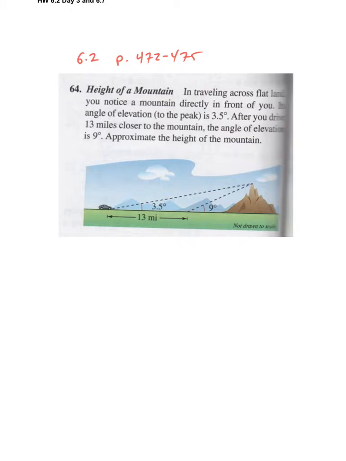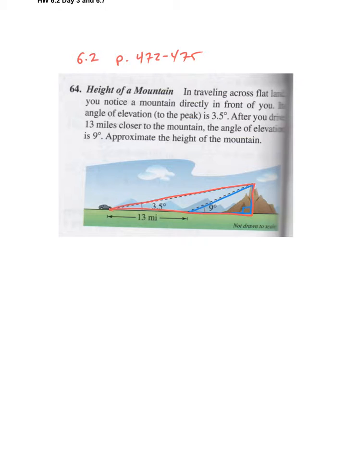In this problem, we're given a diagram, and we're going to create two right triangles. I'm drawing one right triangle in blue where we have a 9-degree angle of elevation, and then I'm going to draw a larger right triangle in red, and here we have an angle of elevation of 3.5 degrees. From each of these right triangles, we can set up an equation.